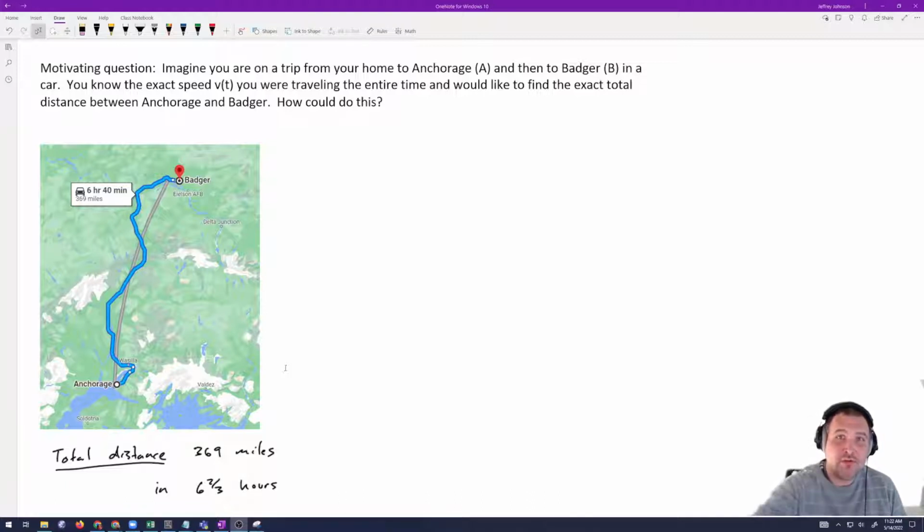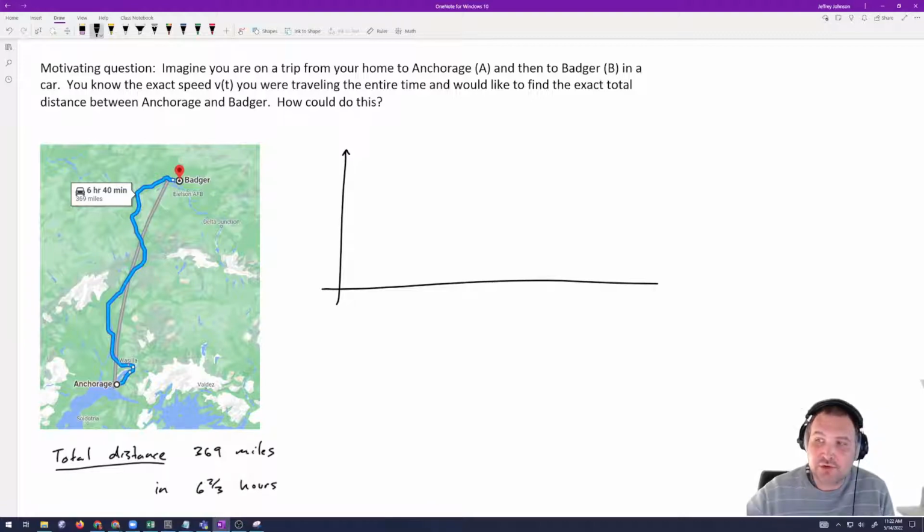Now, before, we assumed that we used the average velocity on the trip. So we just took the total distance divided by the total time, and we have our average speed. In that case, we were just finding the area of our rectangle. But we know that that's not really the case, right?